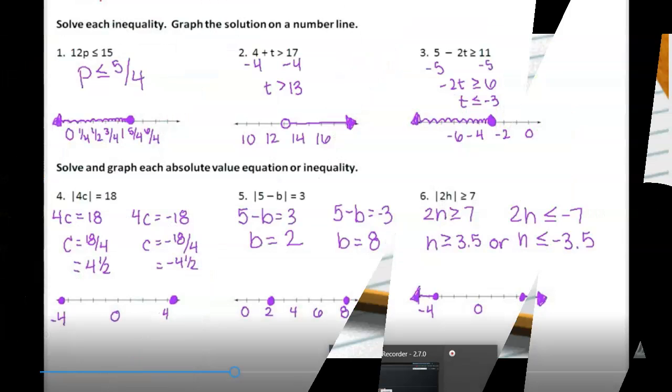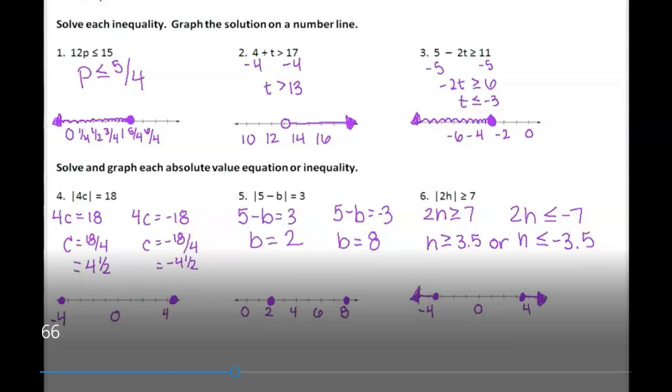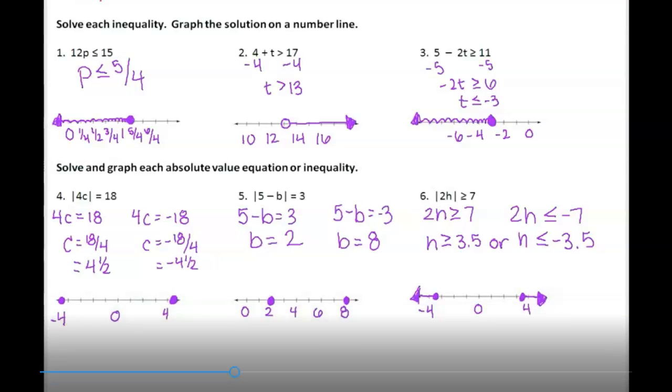So the first three are inequalities. If they're equal to with the inequality, then we have a closed circle. If it was a less than, then we shaded left. If it was greater than, then we shaded right. The absolute values, the first two are simply points because they're equals. And number 6, they go in opposite directions because it is greater than, which is "or." So it's closed circles and going in opposite directions.